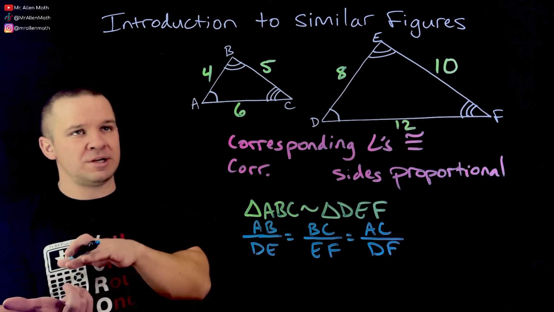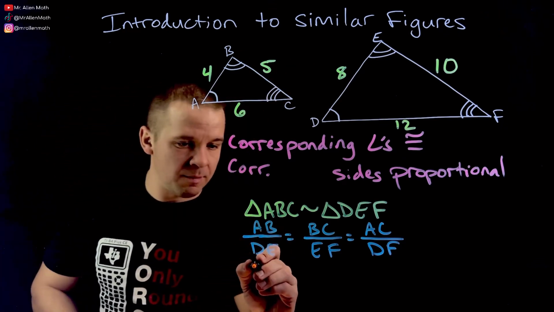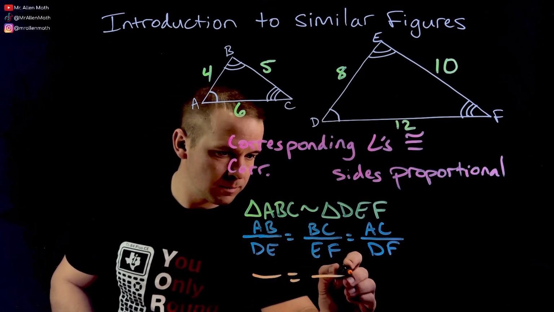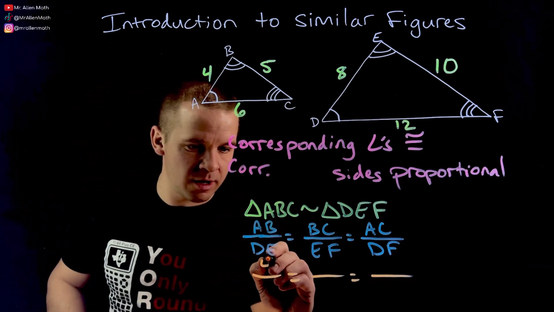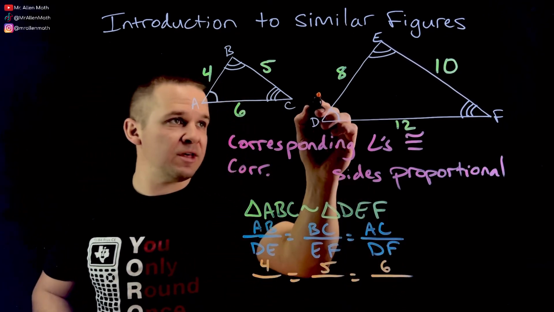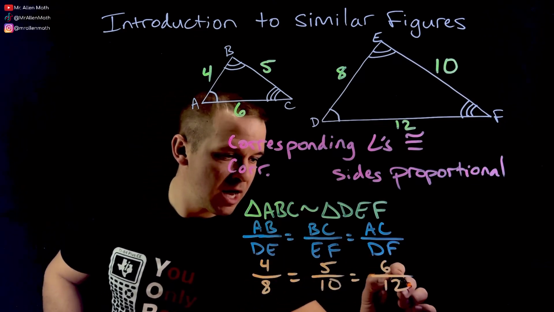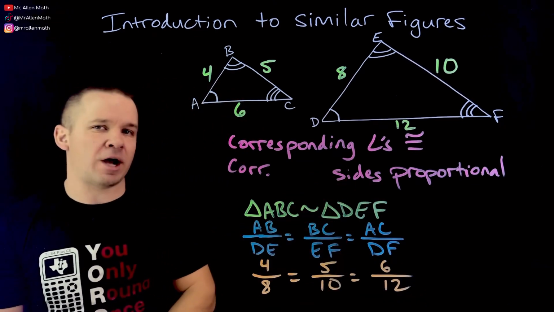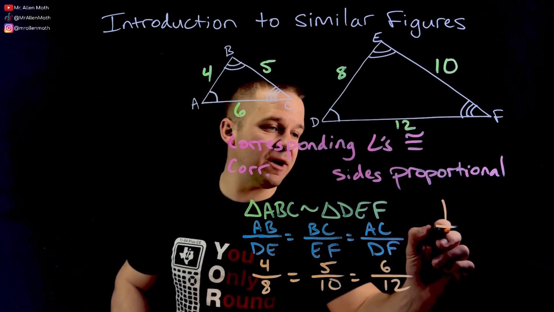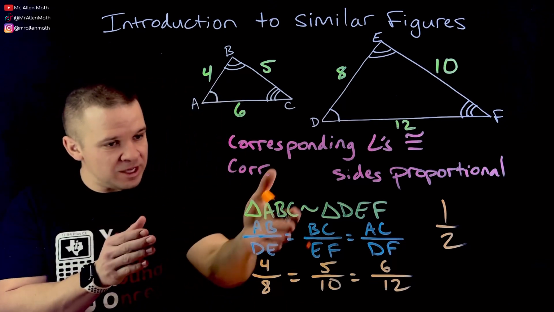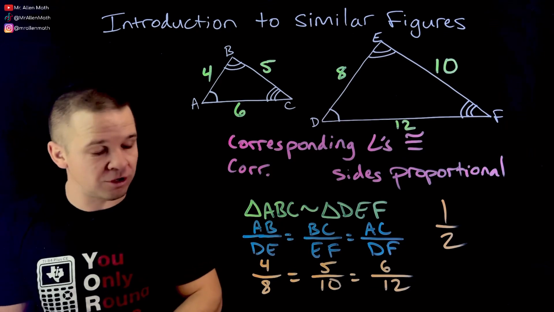Now, could I put these numbers in, these values that we have? Absolutely. Let's do that. So I'm going to set up the proportion again. And I can plug in the 4, the 5, and the 6 in the numerator. And the 8, 10, and 12 in the denominator. And what do all 3 of these fractions simplify down to? 1/2, right? They all simplify down to 1/2. In these 3 fractions, they are equivalent to each other. The sides are proportional to each other.